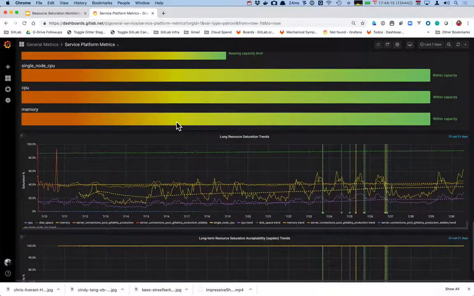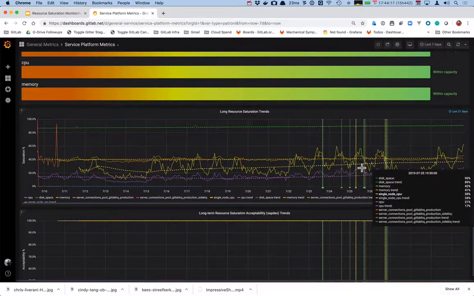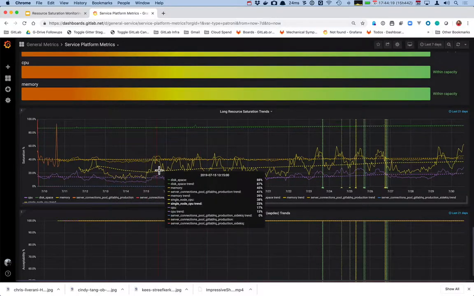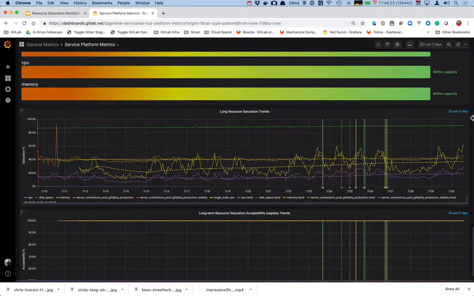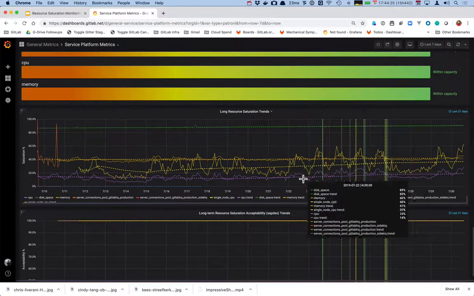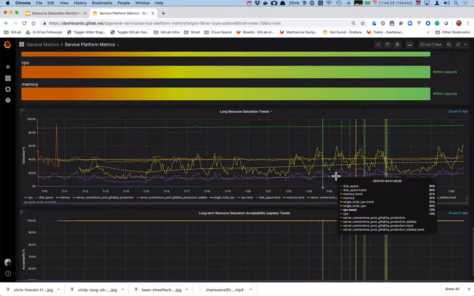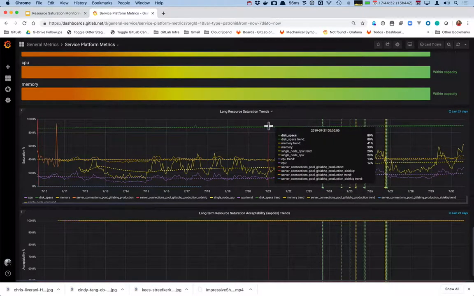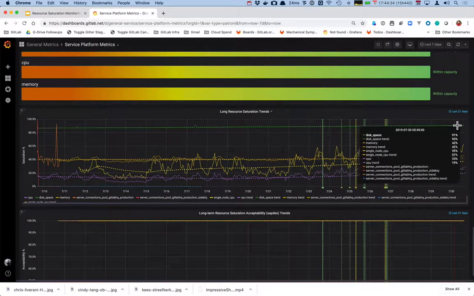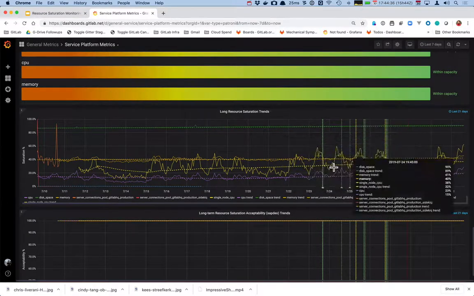And then down below that, we get a long-term saturation trend, which shows us over time for each resource on the Patroni service what it has been doing over the last 3 weeks. So we can see that CPU is gradually going up, but is still very low. Disk space has exceeded 90%, but it's growing quite slowly.